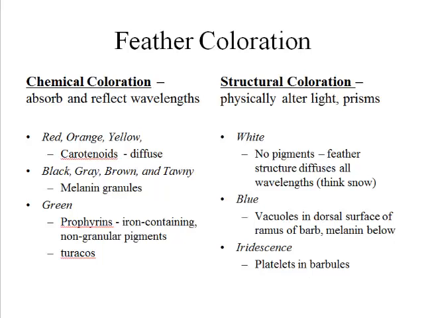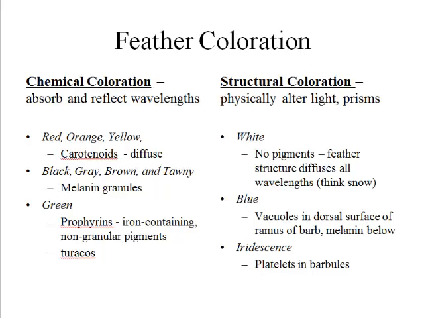Then you have green. Green's weird. There's one bird in the world that has an iron-containing non-granular pigment that makes the green color. That's a turaco. But most often, green color is structural, or a combination of yellow pigment and melanin, like in parrots. So it's either structural or kind of a combination of structure and chemical.